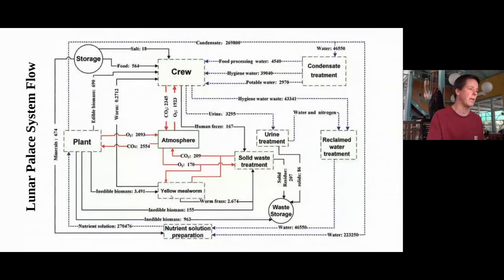So the yellow mealworm is a way of taking inedible biomass, the stuff that we don't eat, the stalks, the leaves, the shells, the seed pods, the stuff that we simply can't digest. And the yellow mealworm is able to take that inedible biomass and convert it to a fully digestible protein if you don't mind eating worms. So this comes down to sometimes cultural differences. There are some cultures that are more comfortable with these things than others.